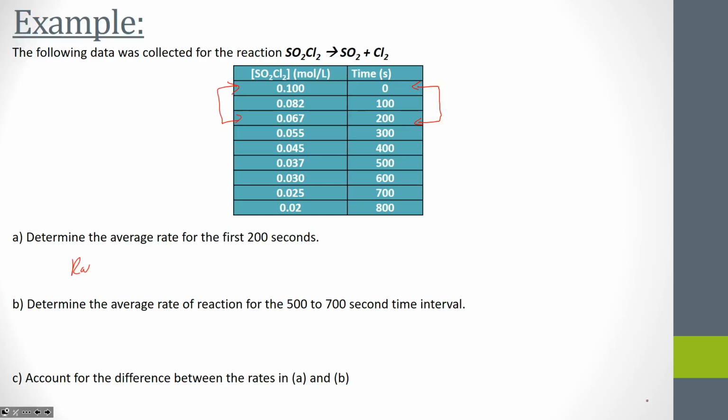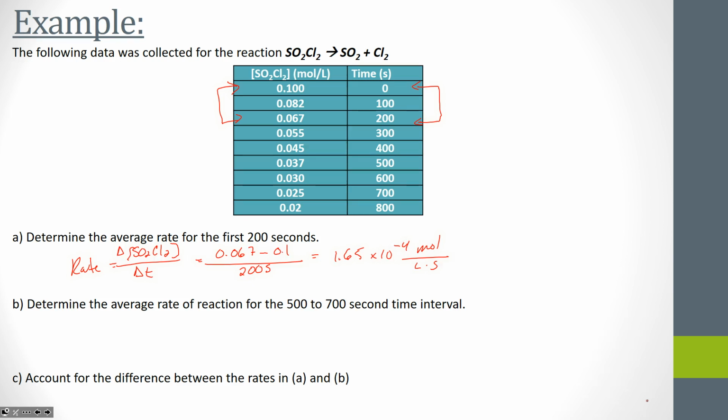Remember that our rate is just going to be the change in SO2Cl2 over the change in time. So our change is going to be 0.067 moles per liter, take away 0.1 moles per liter, over that time interval, which is 200 seconds. That's the change in time. So my answer ends up being 1.65 times 10 to the negative 4 moles per liter times seconds.